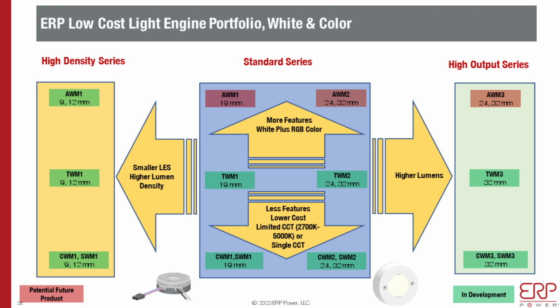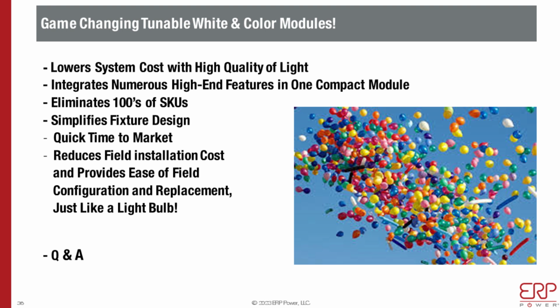So from the center, from TWM1 and TWM2, if you need more features, namely color, you go to AWM. That's the 6-channel one. If you go down for the simplified version, as I talked about, the CWM would be 2700 to 5000 K CCT. Also, you can go to a single one, which is SWM. Okay? And that's pretty much what I wanted to cover.